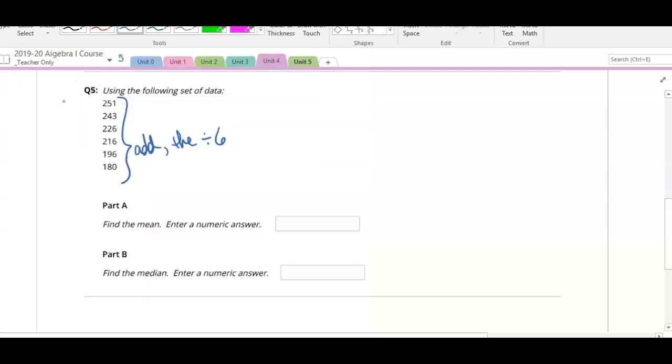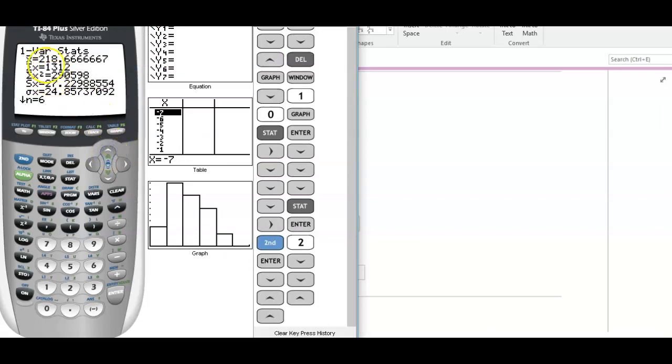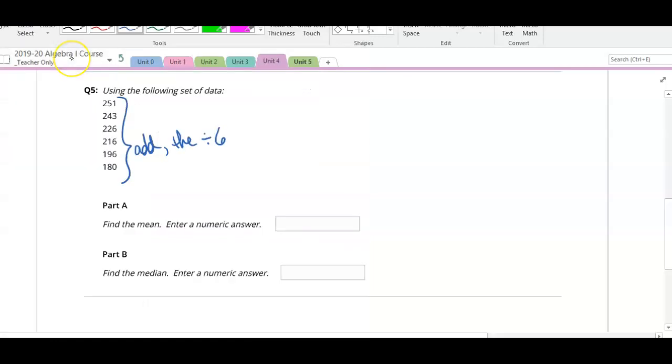It tells me all of these things. So flipping back to my calculator, because I want to write that number down, the mean tells me actually more than I even need, is 218.7. That's the same number I would get if I were to type these all in and add them up and then divide by 6.